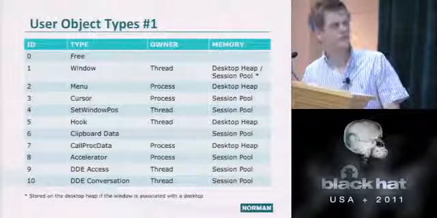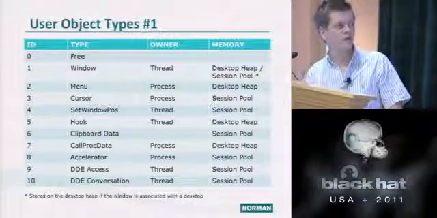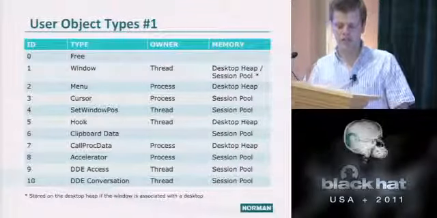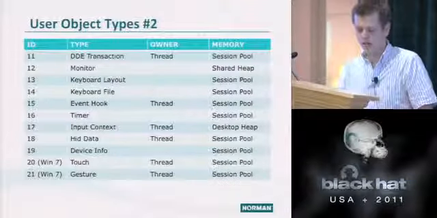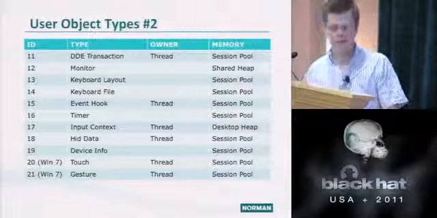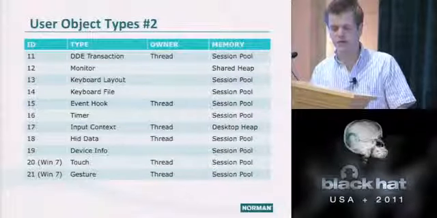And all of these, like I said, the session pool is not mapped into user mode, so the ones that we have access to are really just the desktop heap and the shared heap objects. As you can see at the bottom, we have two new objects in Windows 7, the touch and gesture types.